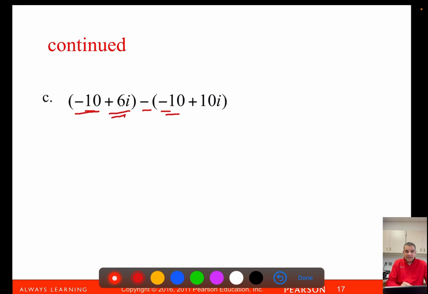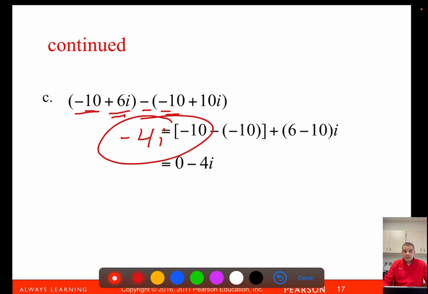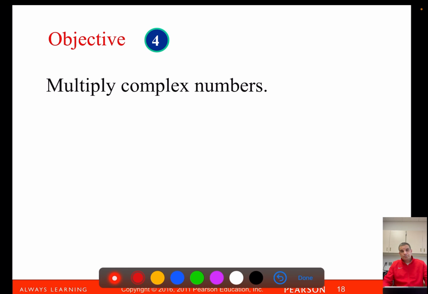6i minus 10i is negative 4i. So you just have an imaginary part for that one. There's nothing wrong with that.